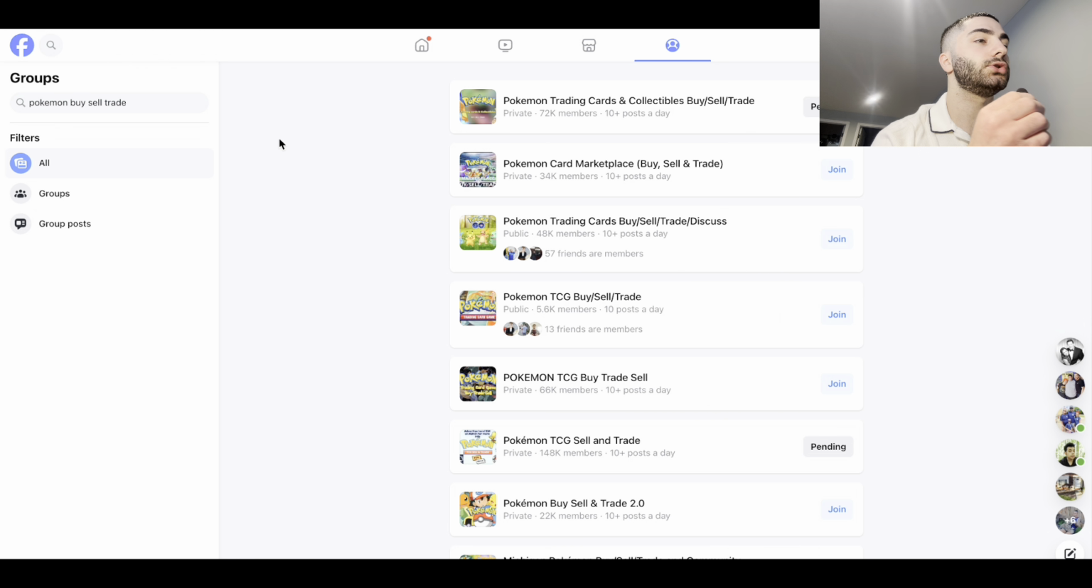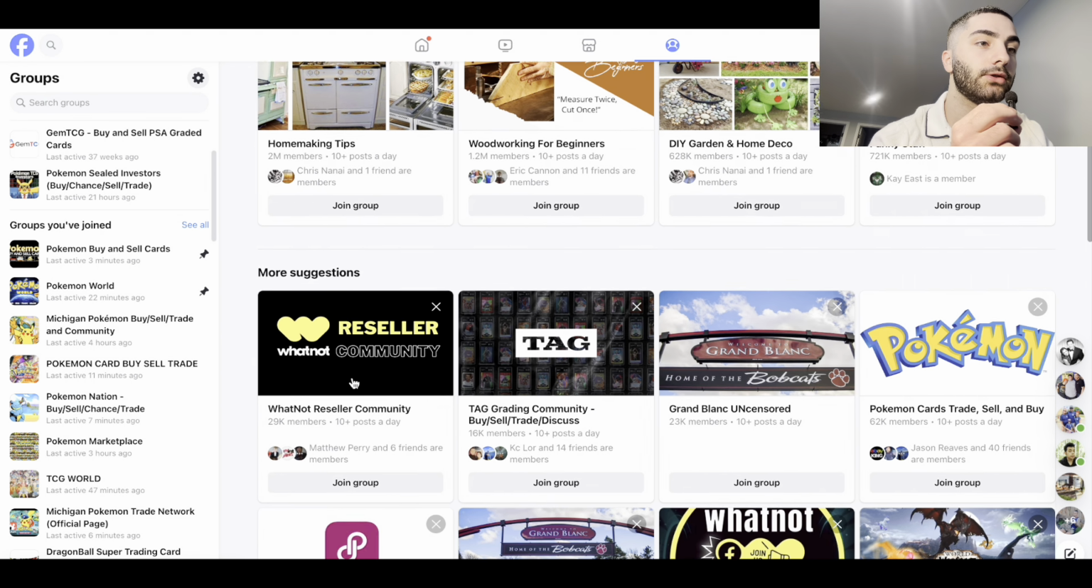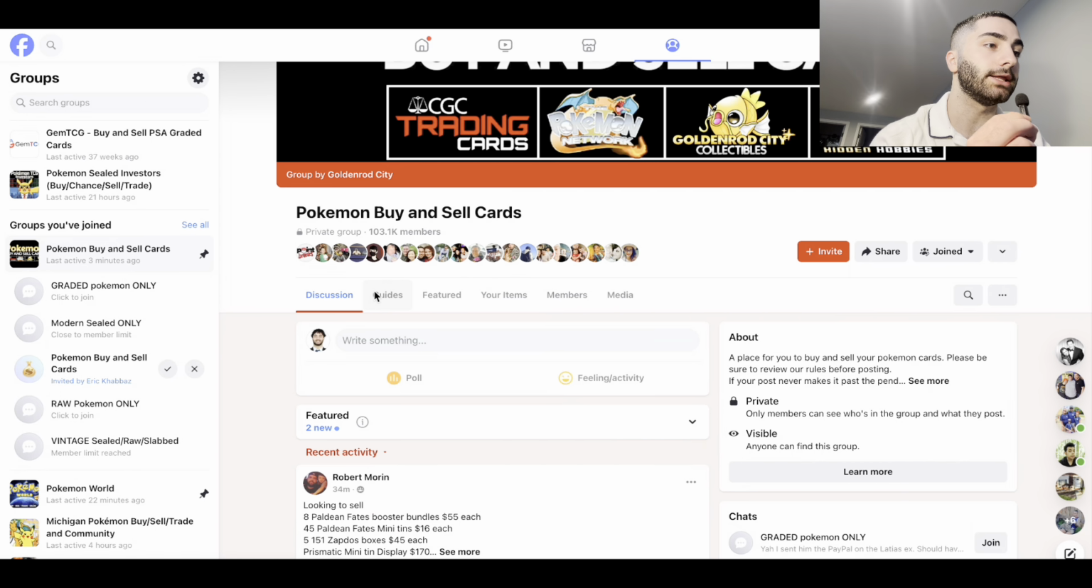And then, okay, so once you join the groups, you can go back to this page and it'll show you the groups that you're in. So these two that I pinned are my favorite groups. I find the most collections from there. So let's just look at this one. This one has 100,000 members.